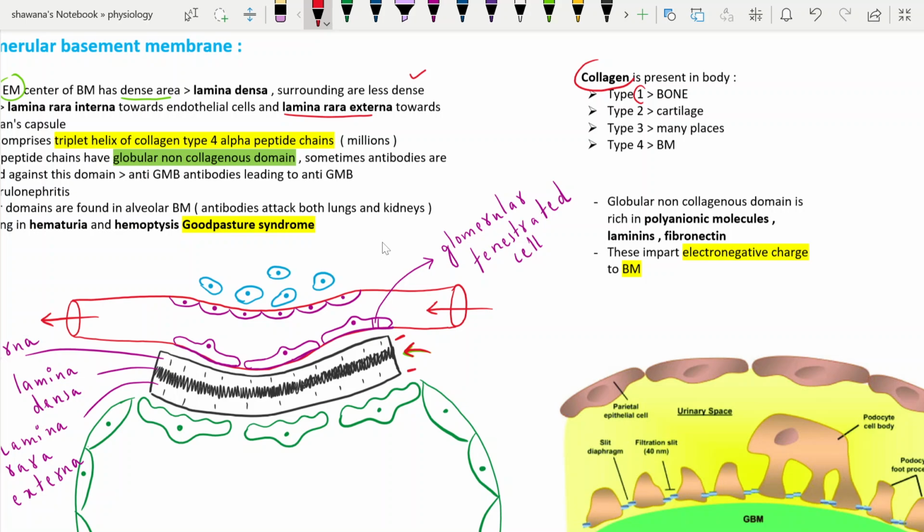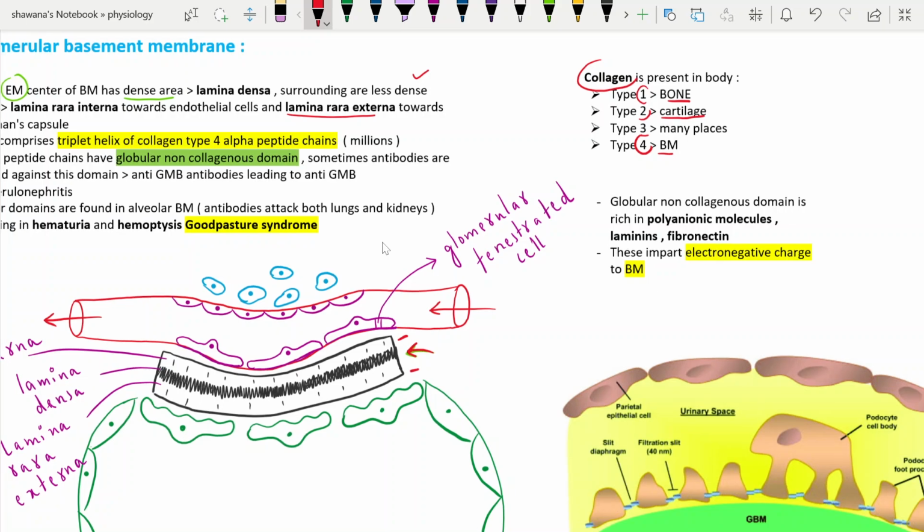How to remember that is 1. So 1 means bone, bone 1. Okay, type 2 is present in the cartilage. Type 3 is present in many places in the body, and type 4 is mainly the constituent of the basement membrane. Either it can be the glomerular basement membrane, or it can be the alveolar basement membrane in the lungs.